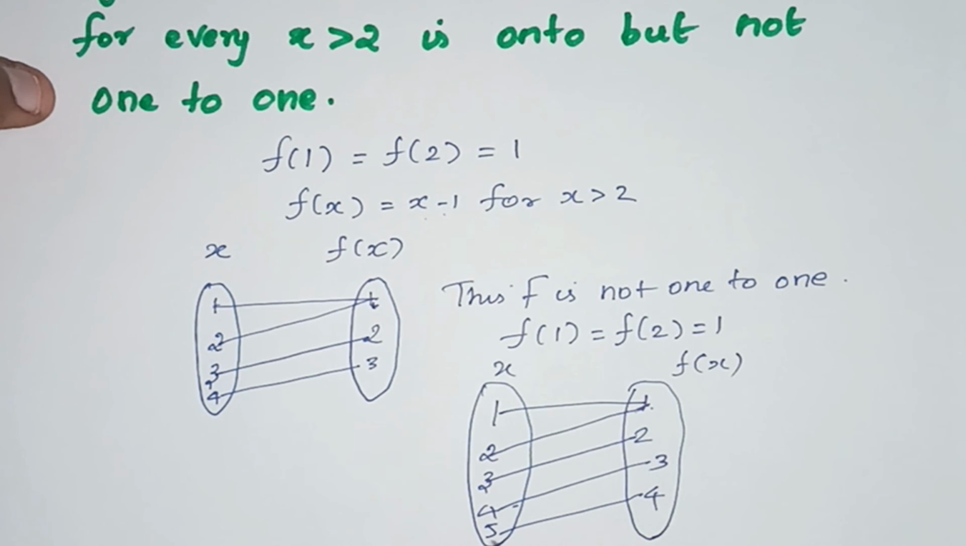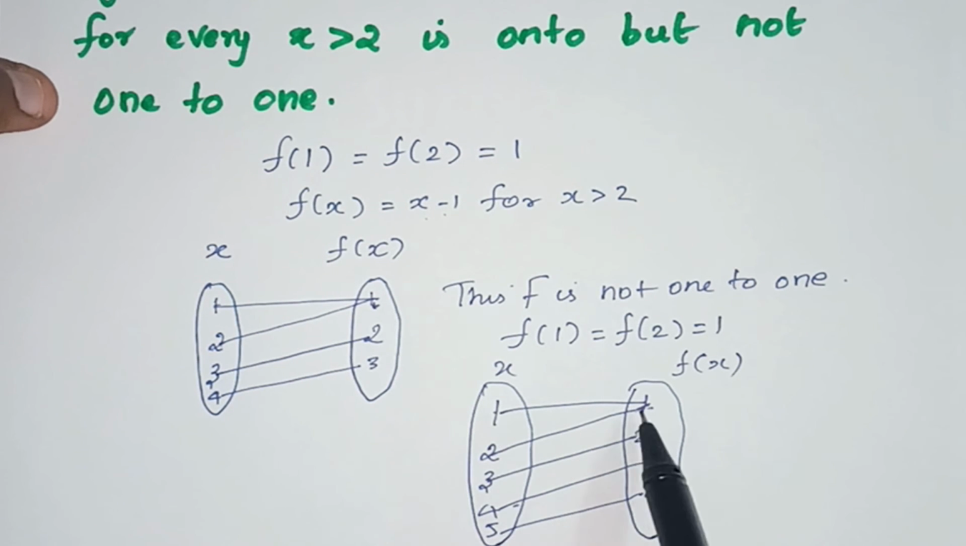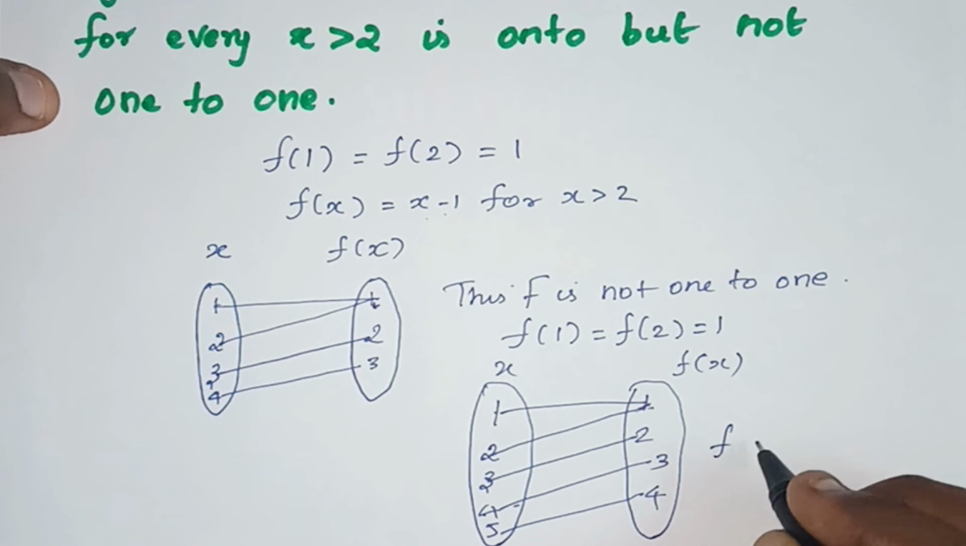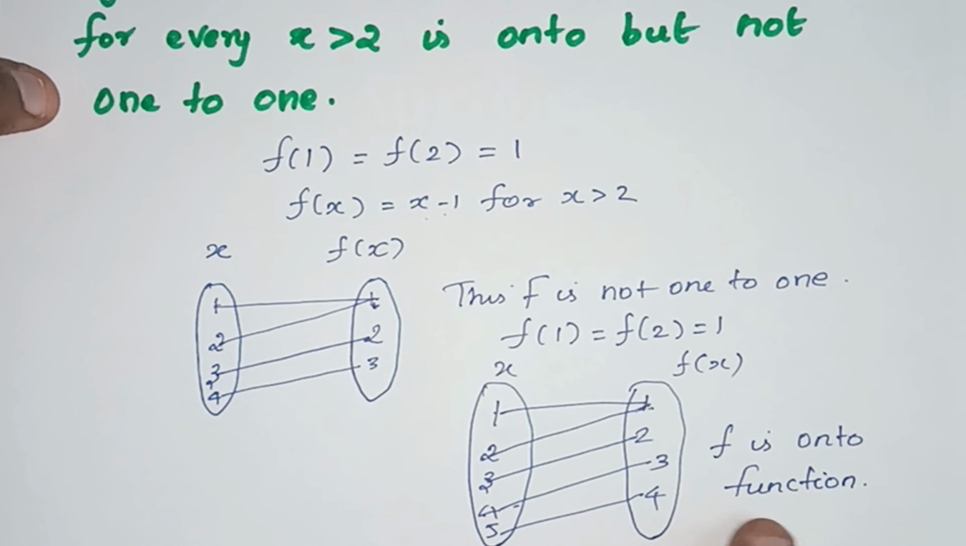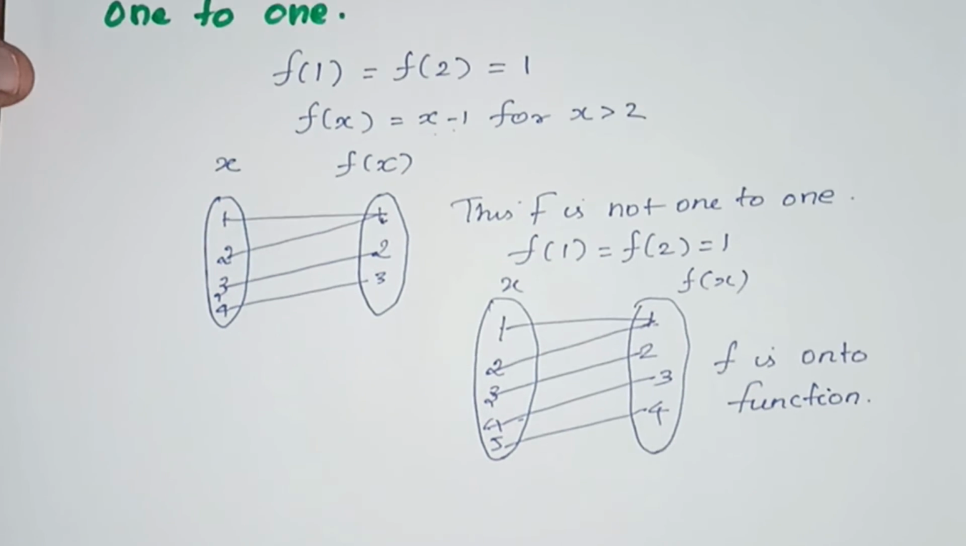So in this function, every element of f of x is an image of some other element, right? So this 1 is an image of 1, 1 is the image of 2, 2 is the image of 3, 3 is the image of 4. So every element of f of x is an image of some element in x. So this function is an onto function. We can also prove this function is onto by using the mathematical expression.